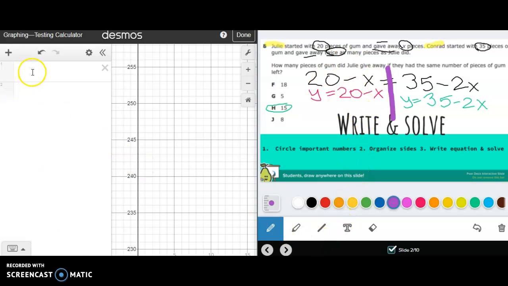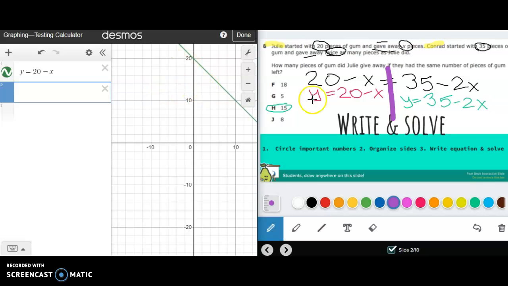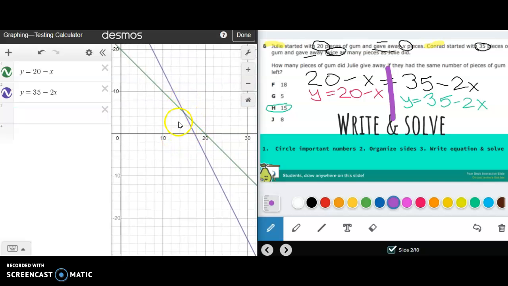So if you remember, I've got to go and type into Desmos each side on its own. So if we do y equals 20 minus x, your first line should pop up. If you don't see it on there, click the little house, default zoom, it takes you back to your home screen. Then I'm going to go ahead and type in my second equation. y equals 35 minus 2x this time. If you see, they're going to intersect somewhere here, so click and drag to where you need to see the intersection. Click on either of those lines.